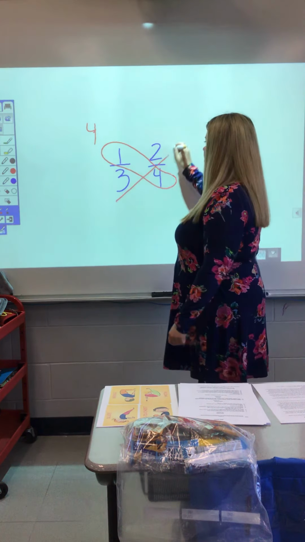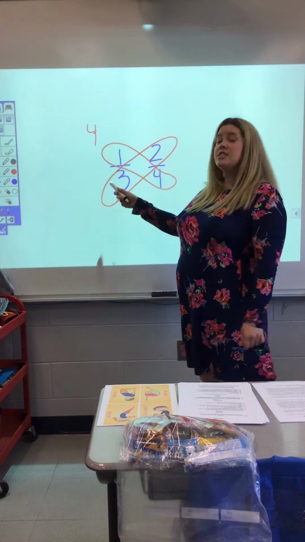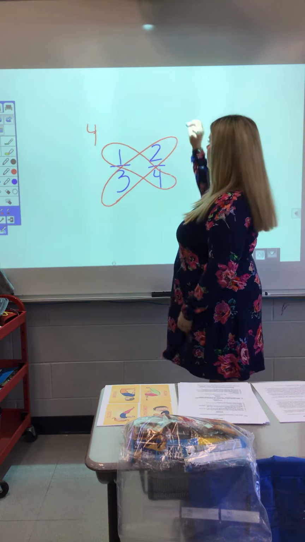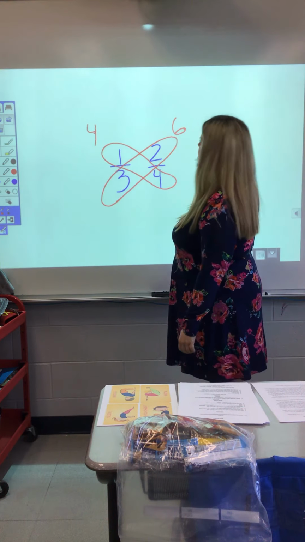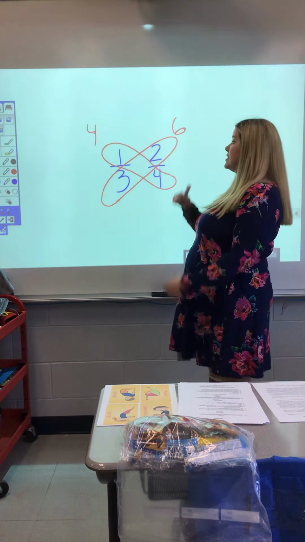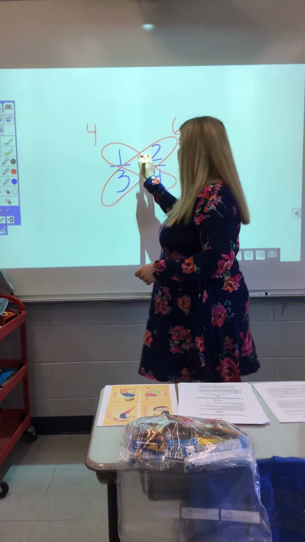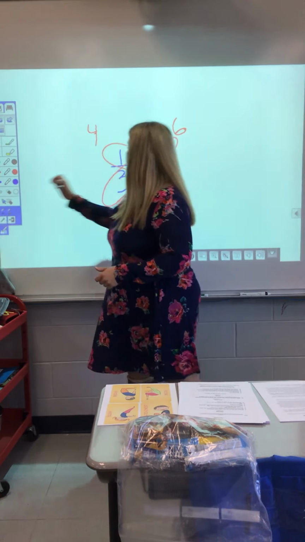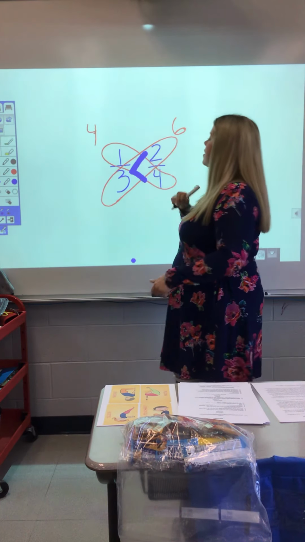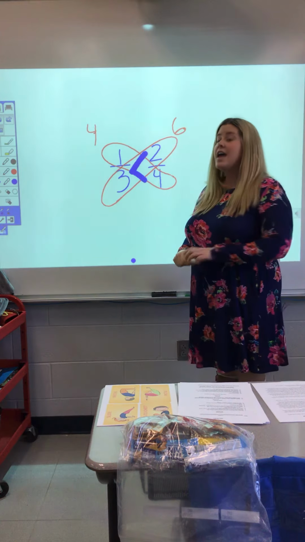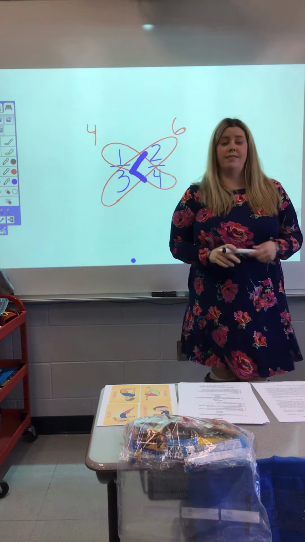I'm going to draw my other butterfly wings. What's 3 times 2? 2, 4, 6. What's greater, 4 or 6? Right, 6 is greater. Okay, so if I were to read this fraction, I would read it as 1/3 is less than 2/4.